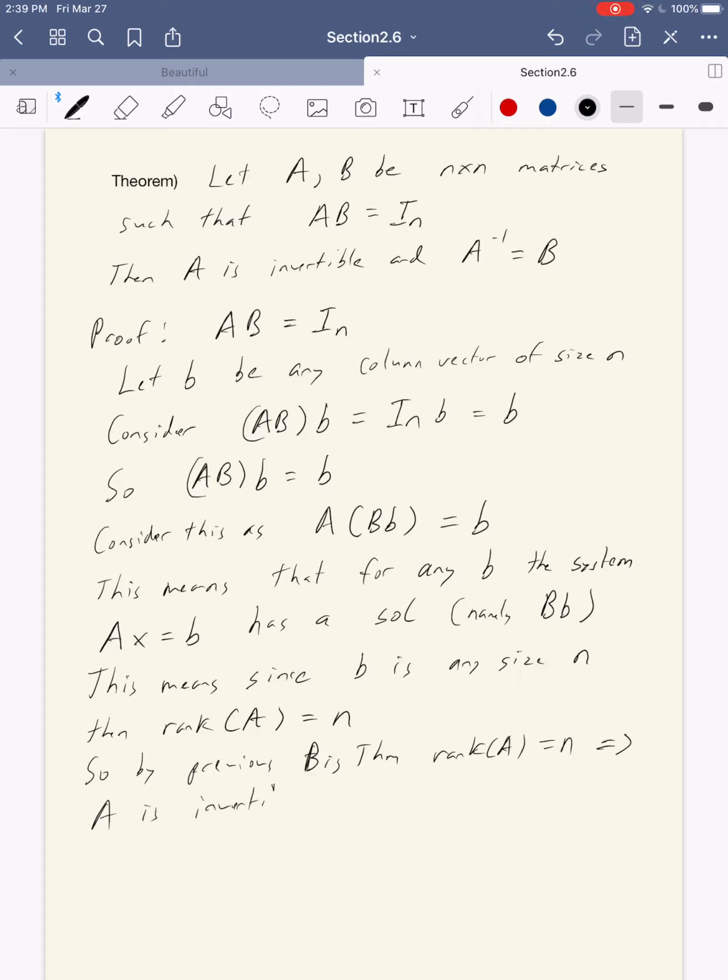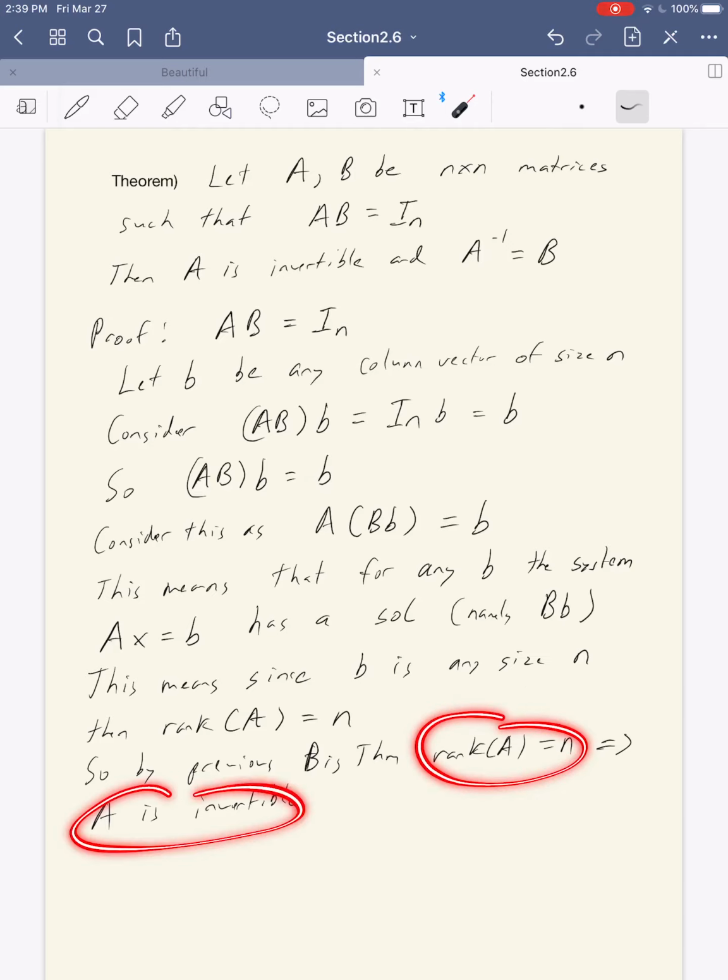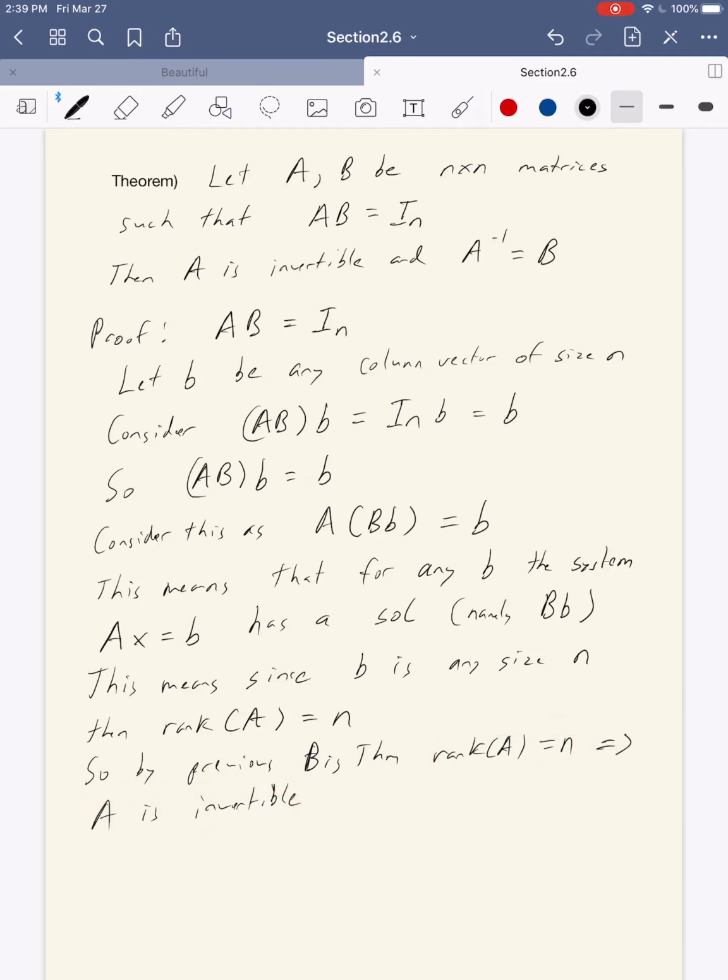Remember, that's the big idea we've introduced in this section: if your rank is full, then the matrix is automatically invertible. So we've now shown that A is invertible. Now we need to show that it has this inverse. Let's try to do that. So now consider A inverse. What can we say about A inverse? Well, A inverse is, dumbly, A inverse times the identity.